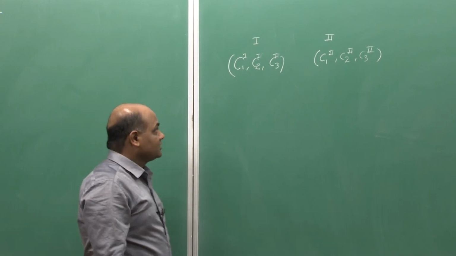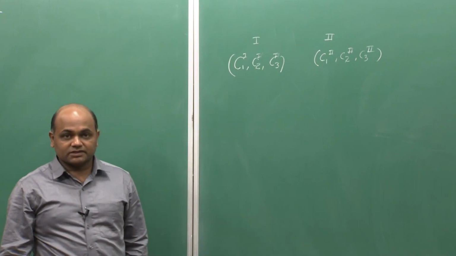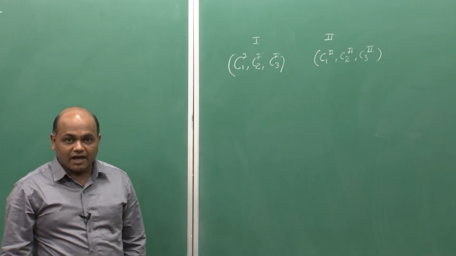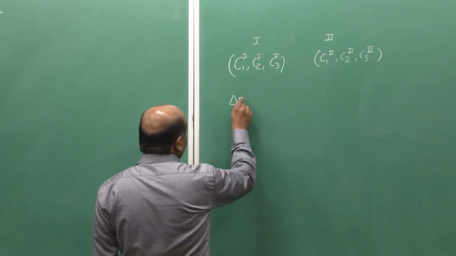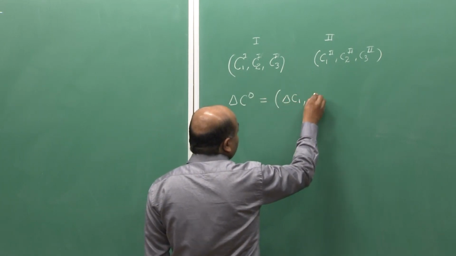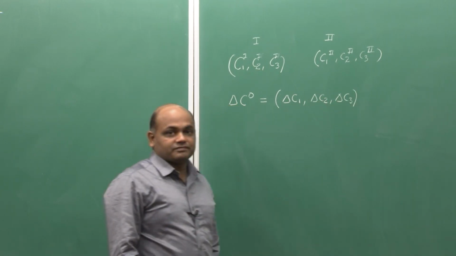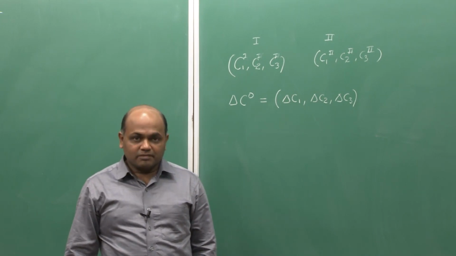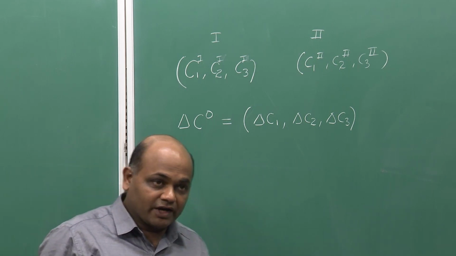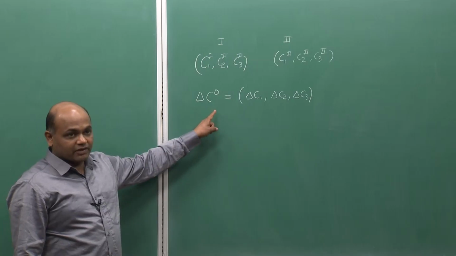The difference between the corresponding concentrations of the 2 terminal alloys is denoted as delta Ci, and the composition vector delta C0 is written as delta C1, delta C2 and delta C3. In body diagonal diffusion couple approach, the terminal alloys are selected. So, this is the composition vector delta C0.